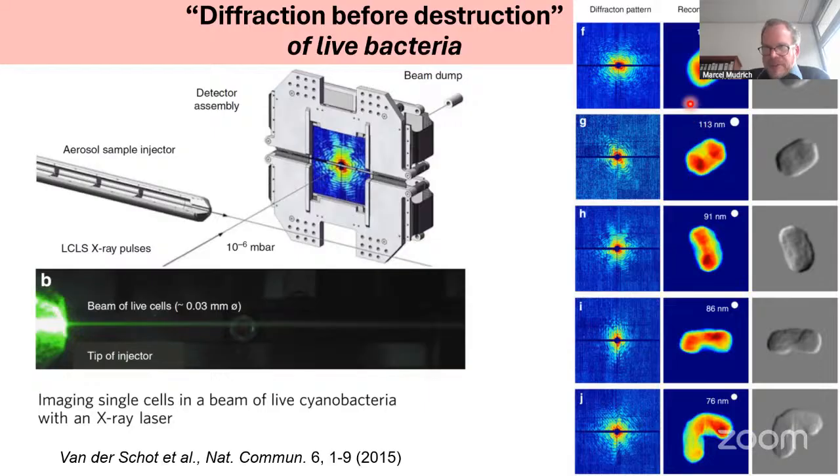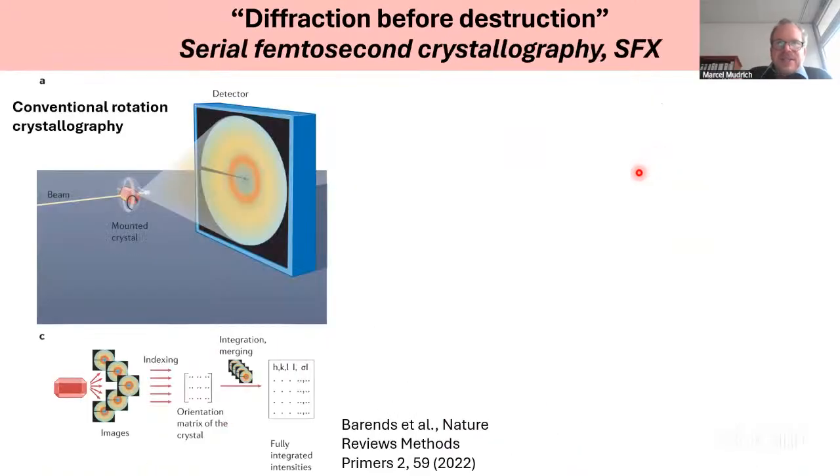Of course, always a new fresh sample, because this bacteria will be completely exploded after interacting with one laser pulse. So then we need to be able to refresh the target and produce many target systems of the same kind and record many diffraction images. So this is called serial femtosecond X-ray diffraction.